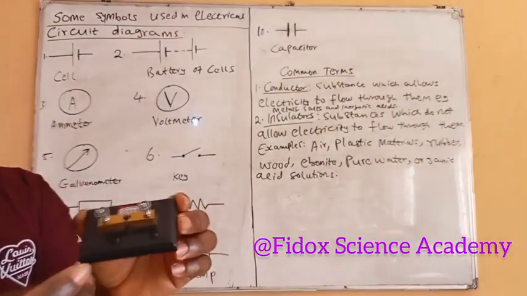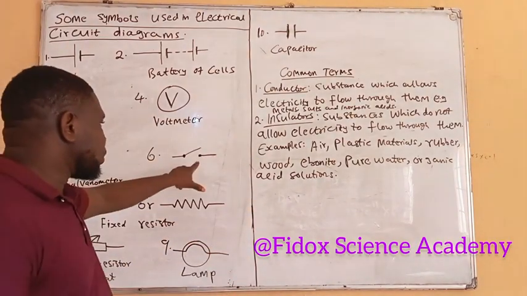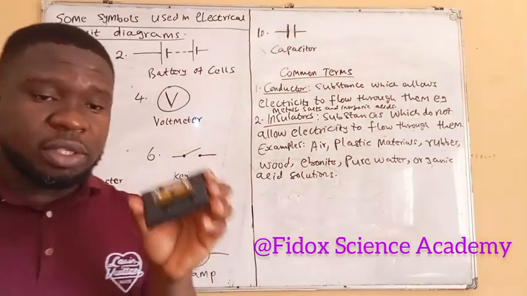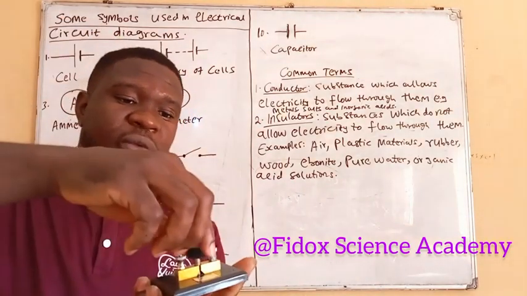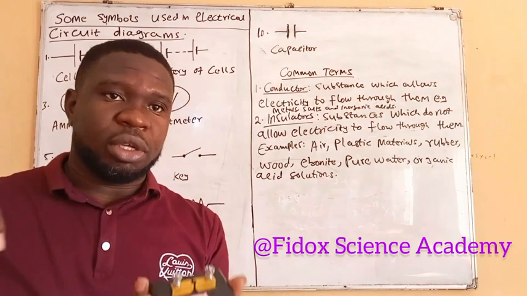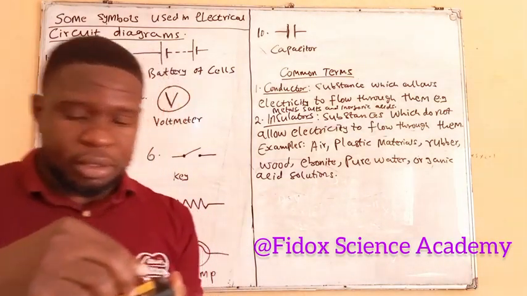This particular instrument is what is represented as this. So this is an open key. This is what you use to close the key, and when you remove it, you open the key. So this is a key.